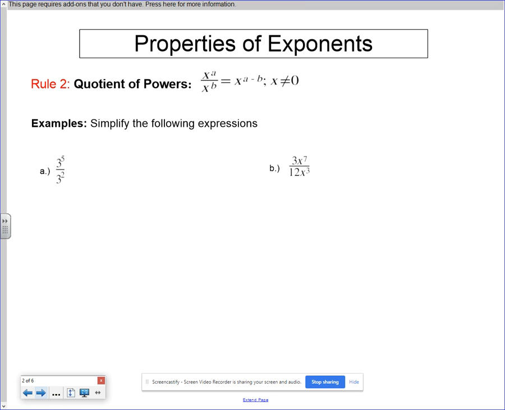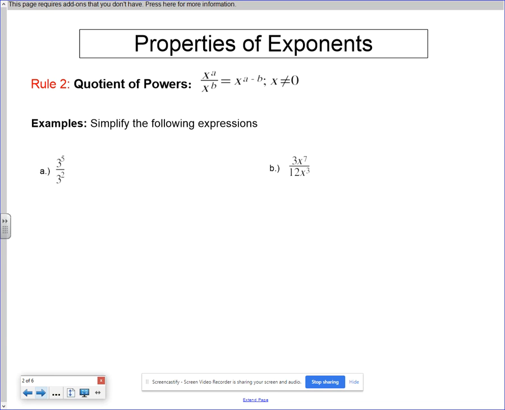And likewise, since we had a product of powers rule, now we have a quotient of powers rule. So this says if we have x to the a over x to the b, we're going to have x to the a minus b. This time, instead of adding the exponents, we're going to subtract them.